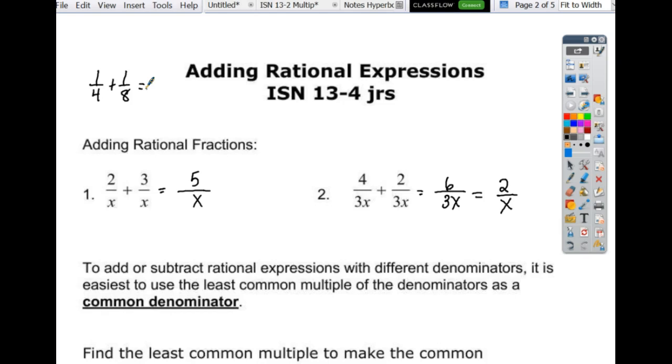So if I want a common denominator here, what is the common denominator? 4? Really? Can you divide 4 into 8, or 8 into 4? No? 8. You need the bigger number because you can't divide the big one into the small one and get a common denominator. Just for the record, this is like 4th grade math.